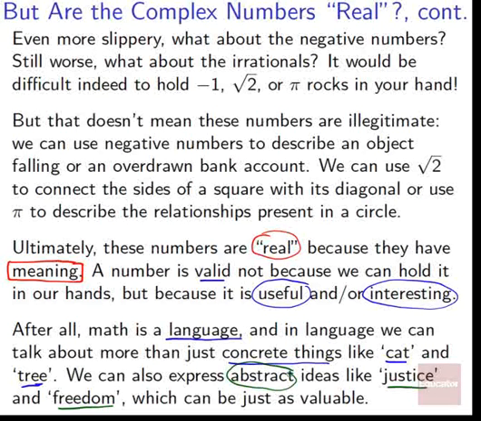And that's sort of how the numbers work. 1, 2, 3, they're representing concrete things that we can really hold. But we can also talk about abstract ideas like the square root of 2 and pi that are telling us relationships that are really useful. We might not be able to hold it in our hand, but it's still a really useful idea. So it's just as valid. Cat and justice are both valid things because they're useful to us. They represent something worthwhile. They represent something interesting.